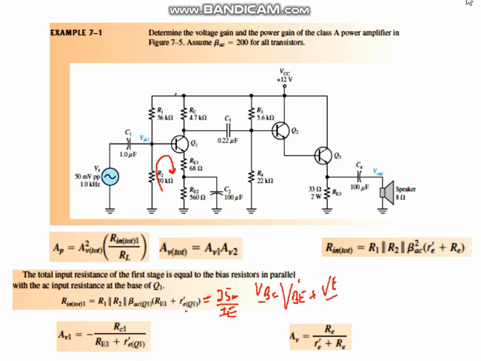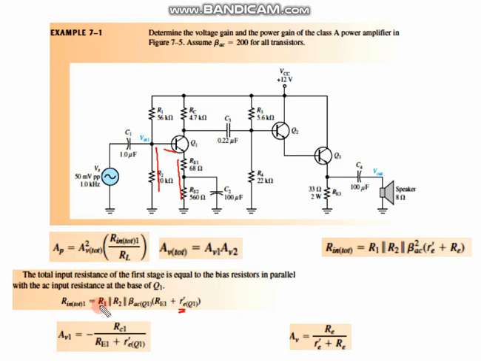Okay, now to complete this example, we found this RE from this equation: VB plus VBE plus VE. Then we put the values and we get this one. Anything you value, you get RE. Remember, it will be a very small value, in ohms.